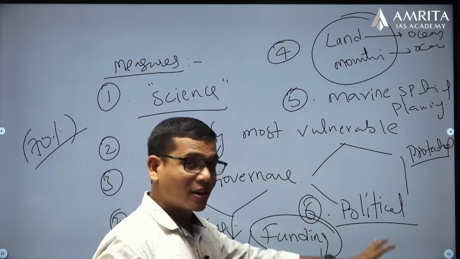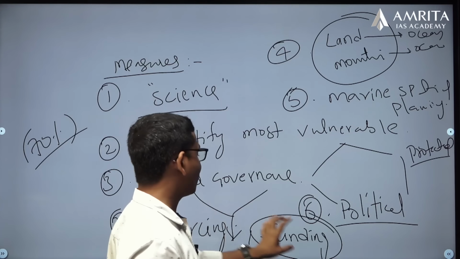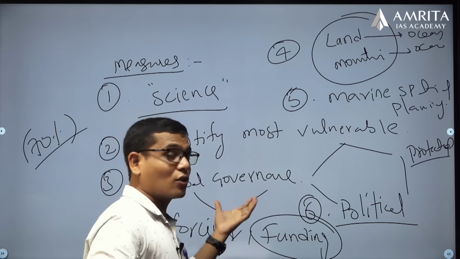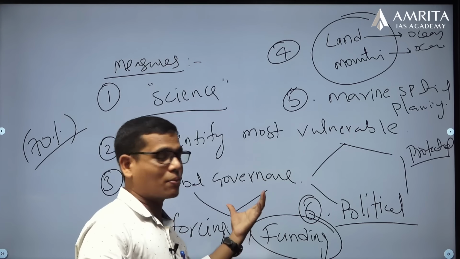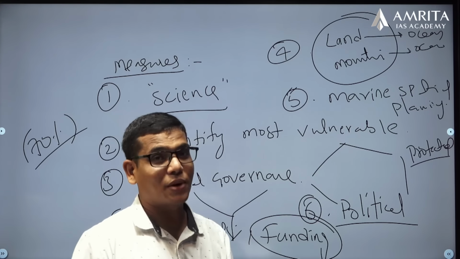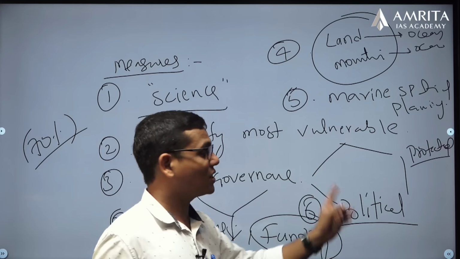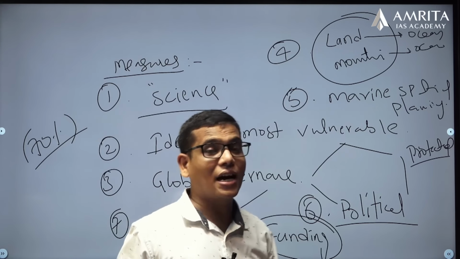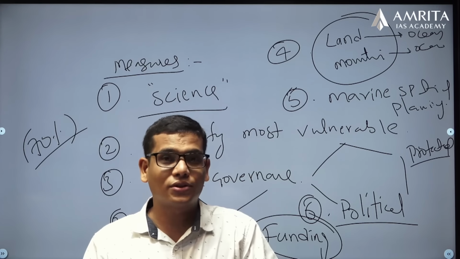So this is a very major problem. The political will, enforcement, funding. These are the three major problems. Governance structure, of course, is also a problem. But political will, enforcing the decision taken, and the funding pattern, these are the three major challenges we must understand. So these are the measures that you can take in order to save the oceans.